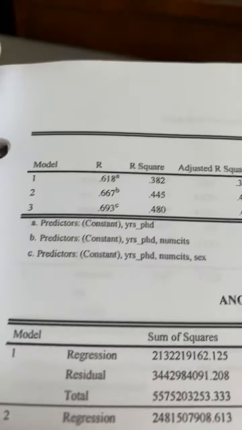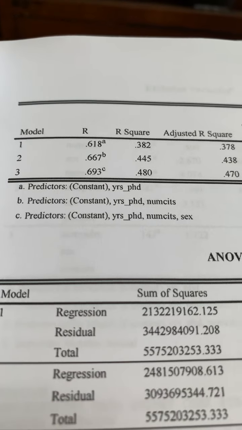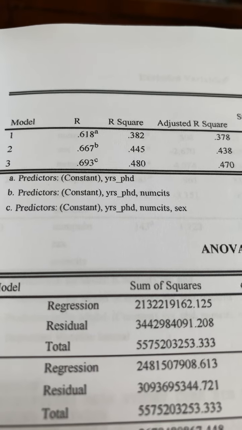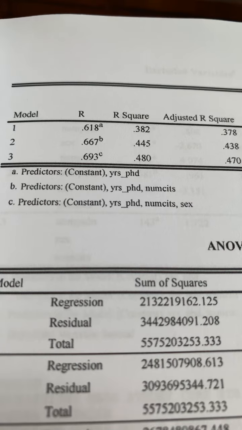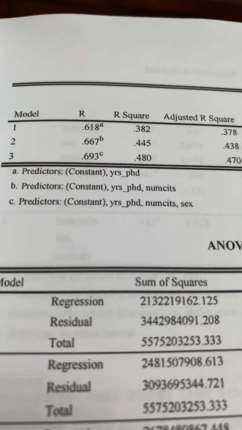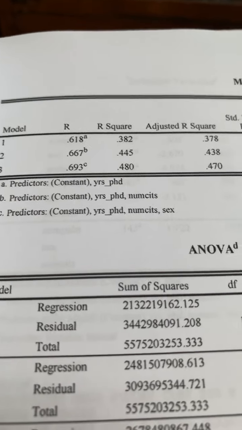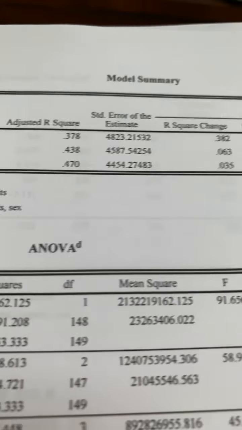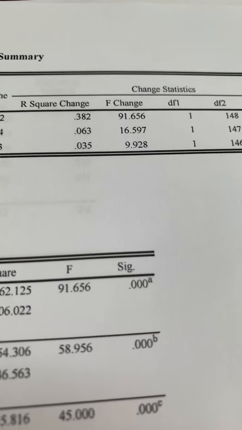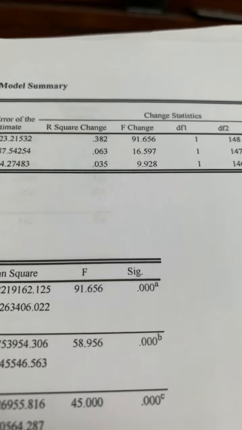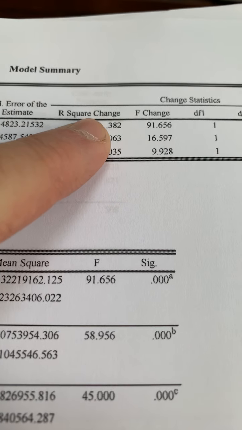Now here you can see the growth in the multiple R and R square. We go from 0.618 to 0.667 to 0.693. And you can see the R square associated with that as well. And then we have the R squared change statistics. And again, the null model to a model with one predictor goes to 3.82.